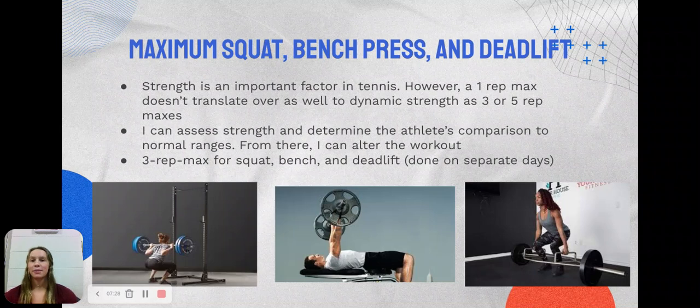Next, I will assess maximum squat, bench, and deadlift. However, I will not do a 1 rep max because that doesn't translate as well over to the dynamic strength used in tennis. They don't just do one motion and then they're done. They have to hit a ball with their max strength over and over again repetitively. So I will do a 3 rep max for squat, bench, and deadlift to see how much they can push, how much they can squat, how much they can hinge. And then I will use their strength assessment to determine how much strength work I need to do in the program.